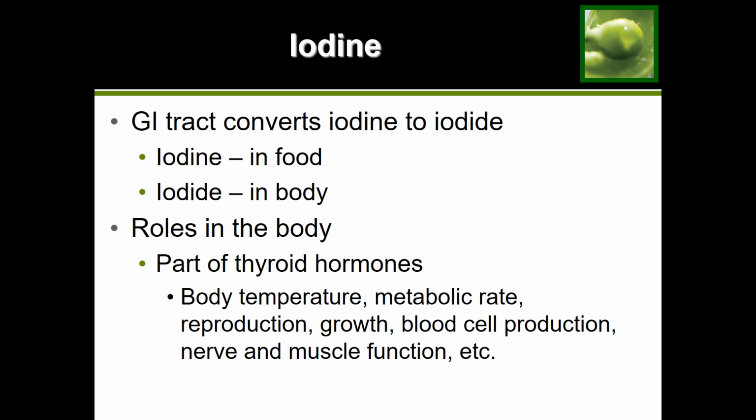So the next mineral is iodine, and iodine is a really important mineral because it helps our body make thyroid hormones. Thyroid hormones are not able to be formed without iodine. And thyroid hormones have a lot of important roles. They help regulate our temperature, our metabolism, reproduction, growth. It's very important basically for all functions of your body.